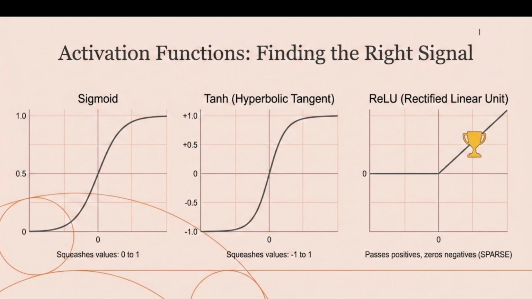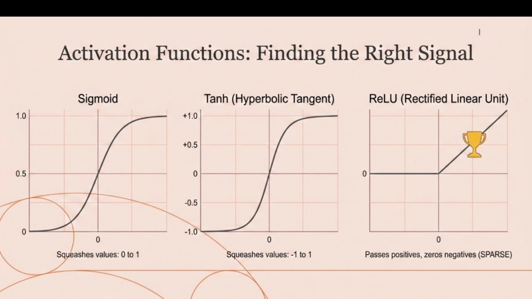We used Sigmoid earlier, actually last video, and there's another popular one called Tanh. But in deep networks, both of these suffer from a fatal flaw called the vanishing gradient problem. When numbers get really big or really small, the curves flatten out at the top and bottom. When the curve is flat, its slope, its gradient, drops to zero. The network stops learning completely.